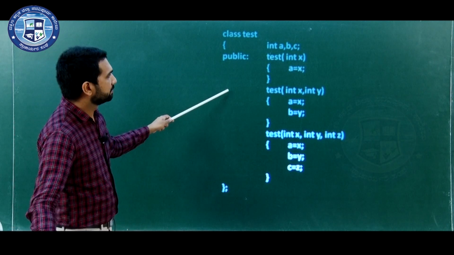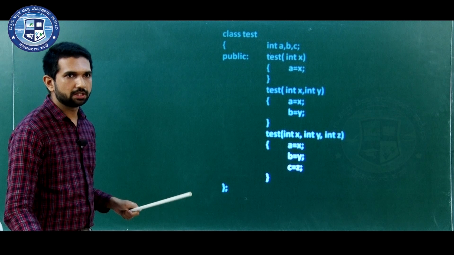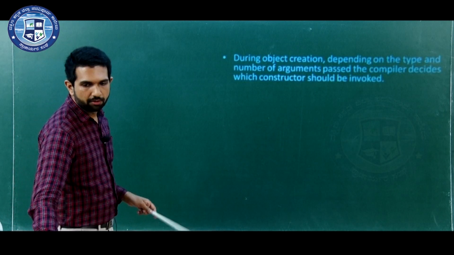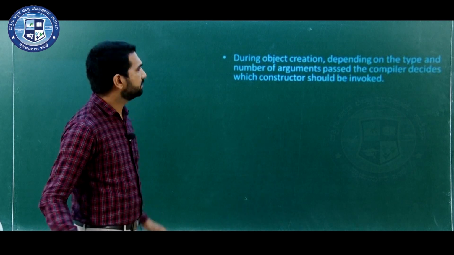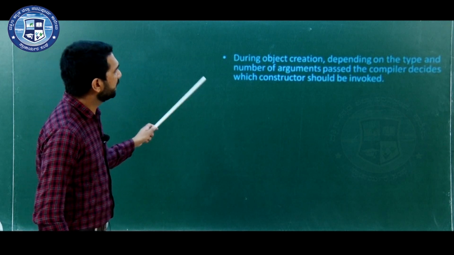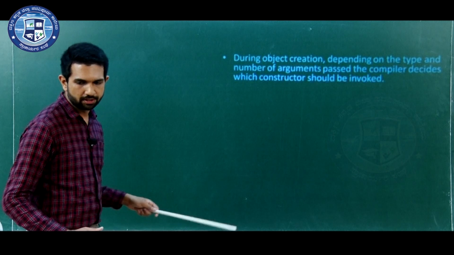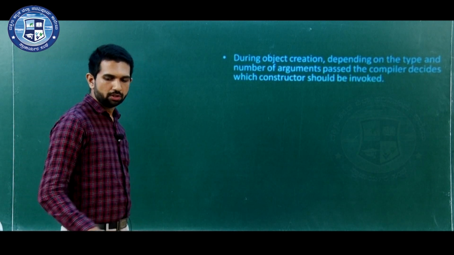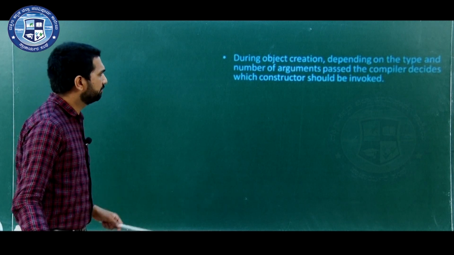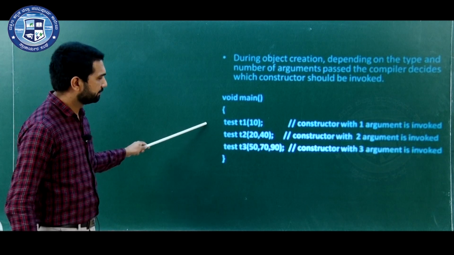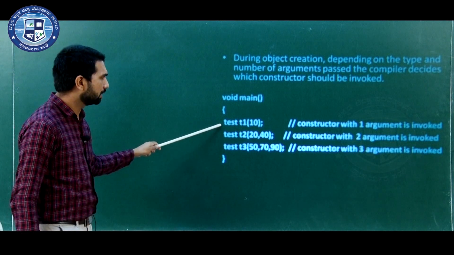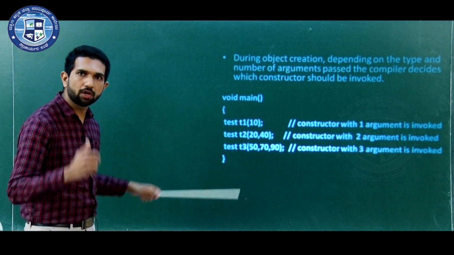So, this is also possible. We can have any number of constructors within a single class. And one more point they will say: during object creation, depending on the type and number of arguments passed, the compiler decides which constructor should be invoked. So, during object creation itself, our compiler decides which constructor should be invoked, because everything is based on the number of values present along with the object.